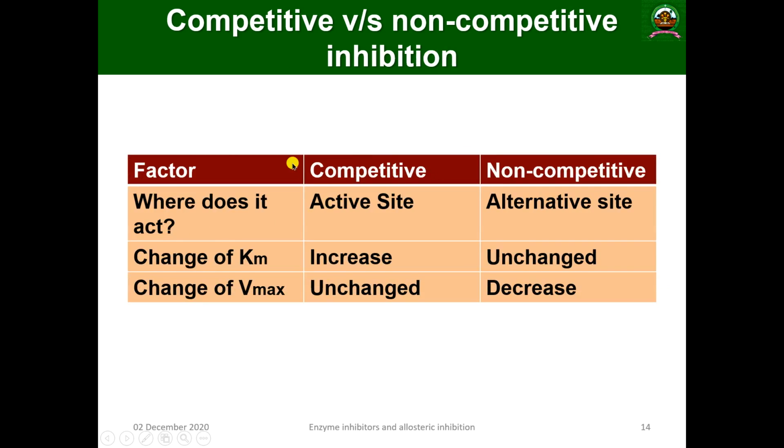These are the factors where they act. A competitive inhibitor goes and binds at the active site, but a non-competitive inhibitor goes to an alternative site, known as the allosteric site. The Km increases in the competitive case and is unchanged in the non-competitive case. For Vmax, the maximum velocity, it is unchanged in competitive inhibition and decreased in non-competitive inhibition. These are the three important features, the main comparison between competitive and non-competitive inhibition.